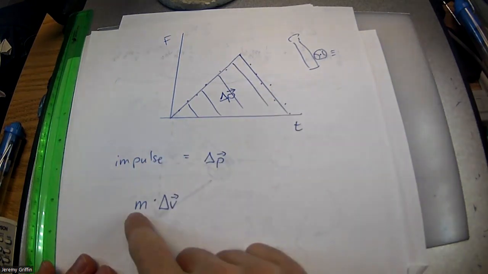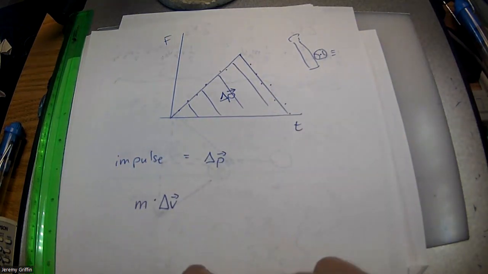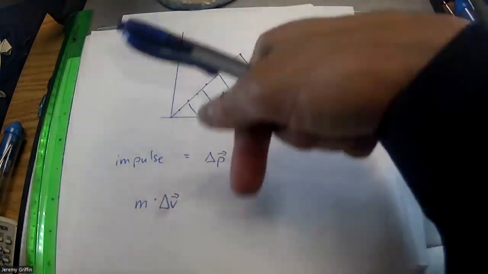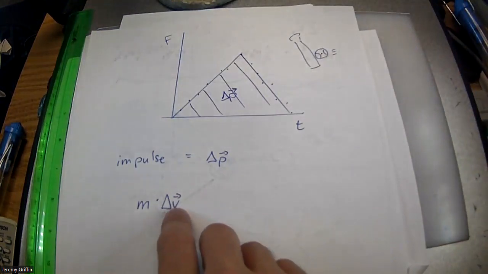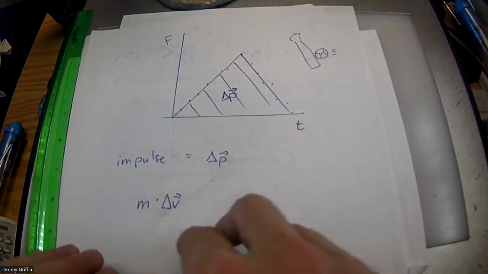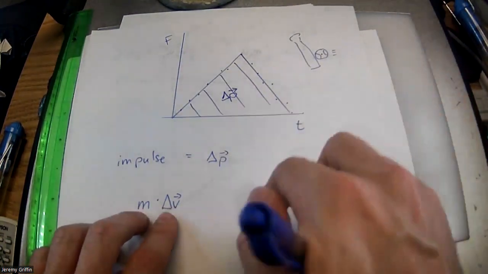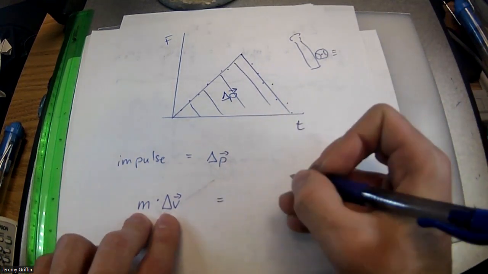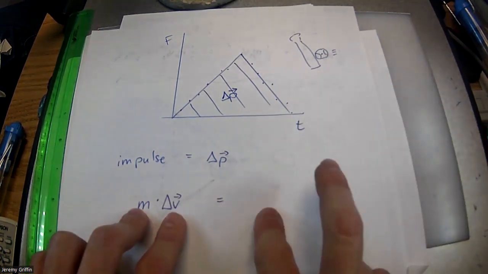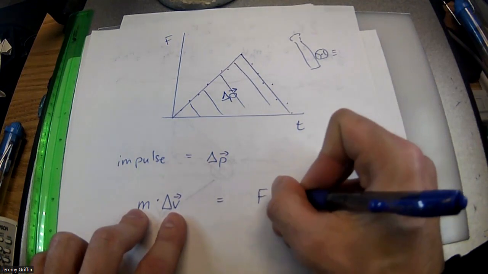Although you could have changing mass if you have something like a conveyor belt and maybe there's some mass being dropped on it. You can apply this a little bit differently. But let's just stick to this because this is probably what you're going to get. Okay. And where does that come from? Mass times change in velocity is equal to what times what? Force times time interval.